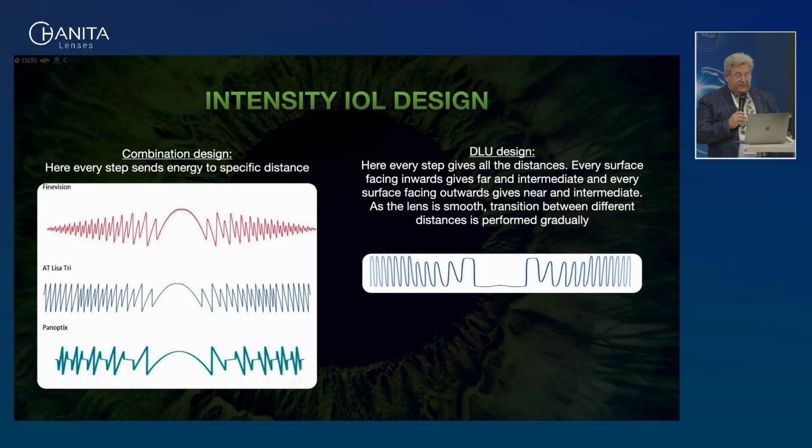On the slide, you see a familiar combined design where each step delivers energy at a specific distance. The new patented dynamic light utilization design allocates energy at all distances: each inward-facing surface provides far and intermediate focus, and each outward-facing surface provides near and intermediate focus. Because the lens is smooth, the transition between distances occurs gradually.